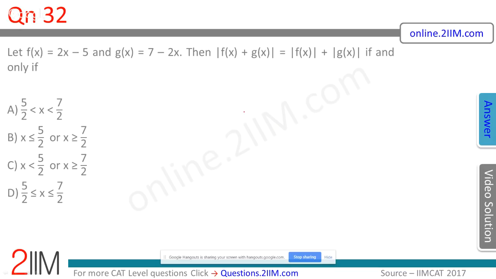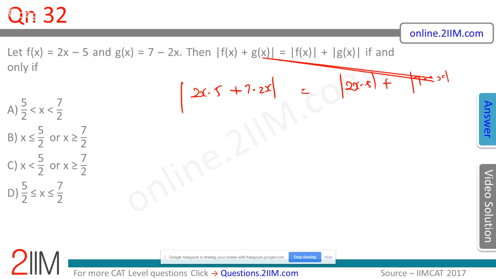F of x equals 2x minus 5, g of x equals 7 minus 2x. Then f of x plus g of x. So 2x minus 5 plus 7 minus 2x equals modulus of 2x minus 5 plus modulus of 7 minus 2x. So 2x goes off, giving 2. So modulus of 2x minus 5 plus modulus of 7 minus 2x should be equal to 2. It's a very simple question.